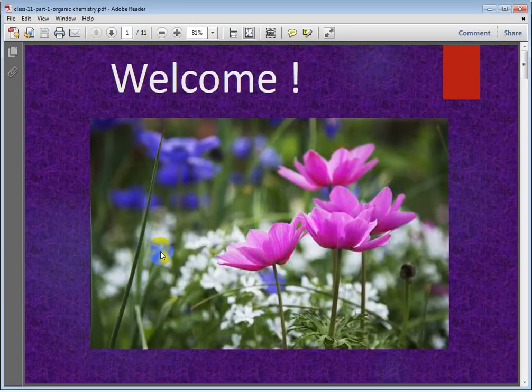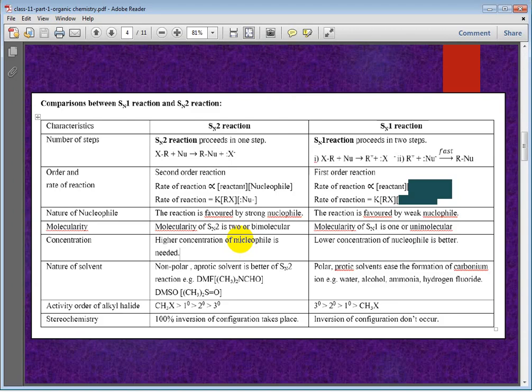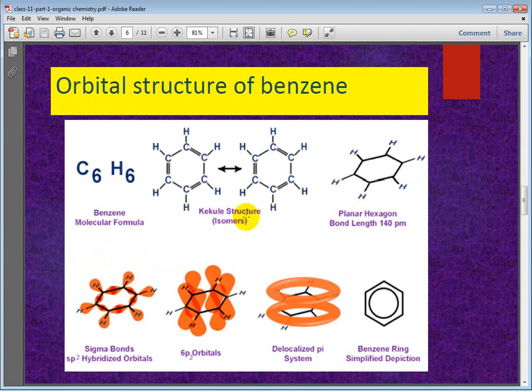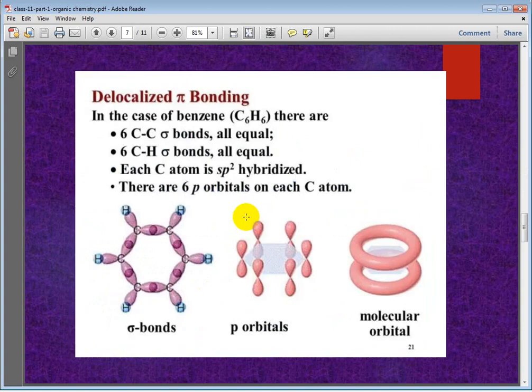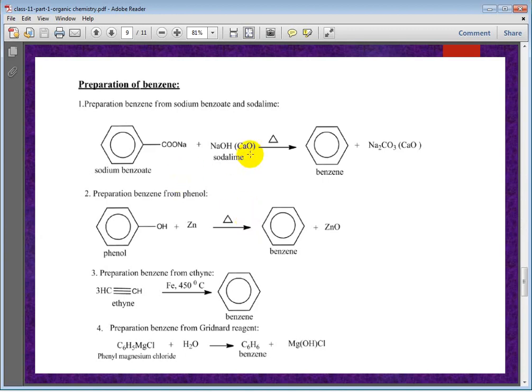Have you seen this lecture sheet? Hello student, have you seen this lecture sheet? You have to see this. I gave this sheet for you to see.